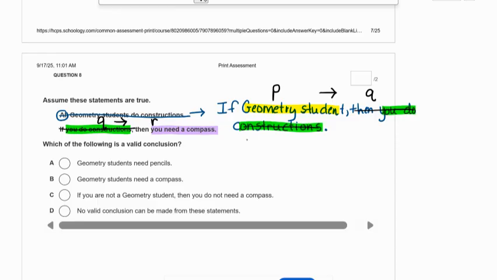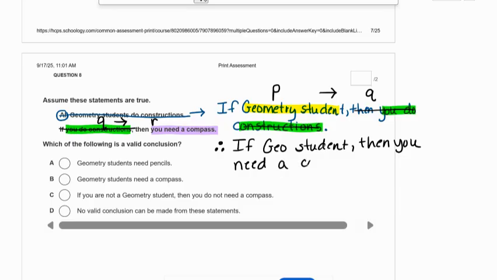So what we have left is if you are a geometry student, then you need a compass. All right, let's see if we can find that in our multiple choice. Y'all, that's B. They've changed it from if-then to just geometry students need a compass. And that's okay. We can write it either way. We can write it if or all. And y'all, for this one, the all is implied.